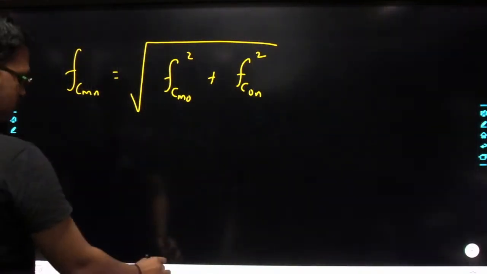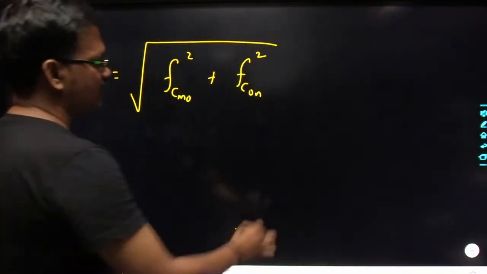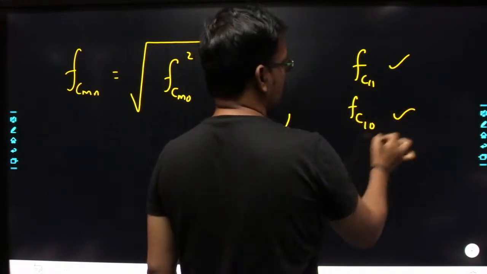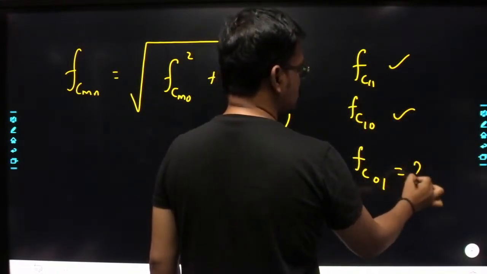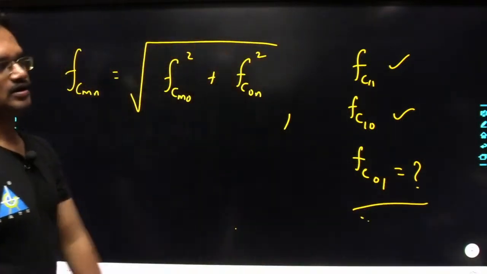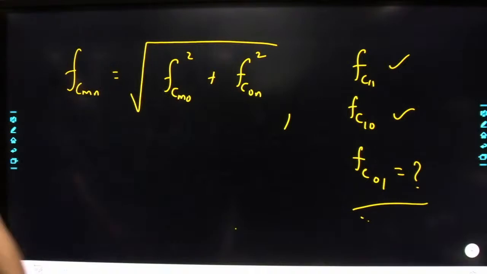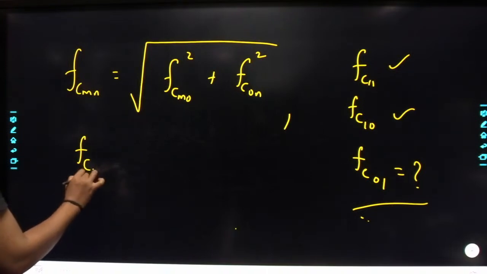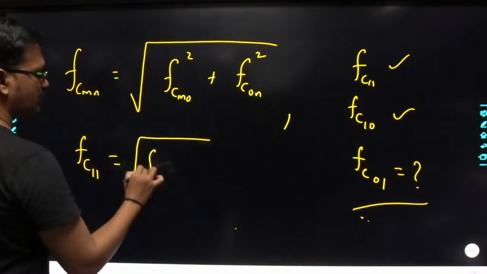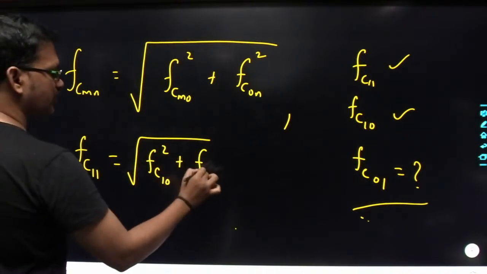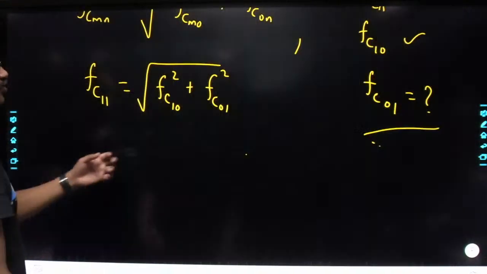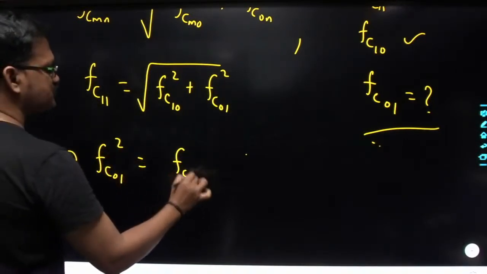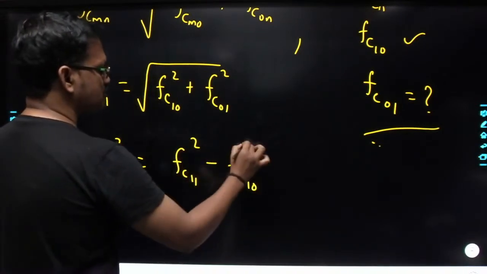Okay, so here they have given the cutoff frequency for FC11, and FC10 they have given. They are asking us to determine FC01, right? This is what they are asking. So from this relation you can easily determine FC01. See here, if I take m equal to 1 and n equal to 1, then I can write FC11 is equivalent to square root of FC10 square plus FC01 square, right? So from here FC01 square is equivalent to FC11 square minus FC10 square, right?